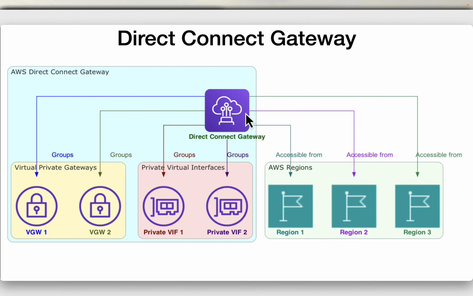You associate an AWS Direct Connect Gateway with either one of the following gateways. It could be a transit gateway, when you have multiple VPCs in the same region, or a virtual private gateway.